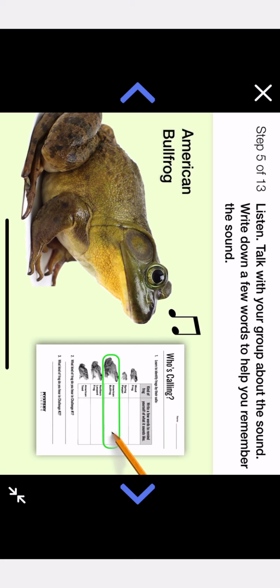Okay, make sure you wrote down a word to describe what the American bullfrog sounds like. Earlier, he said that he thinks it sounds like grum, grum, but you can write down whatever you want.